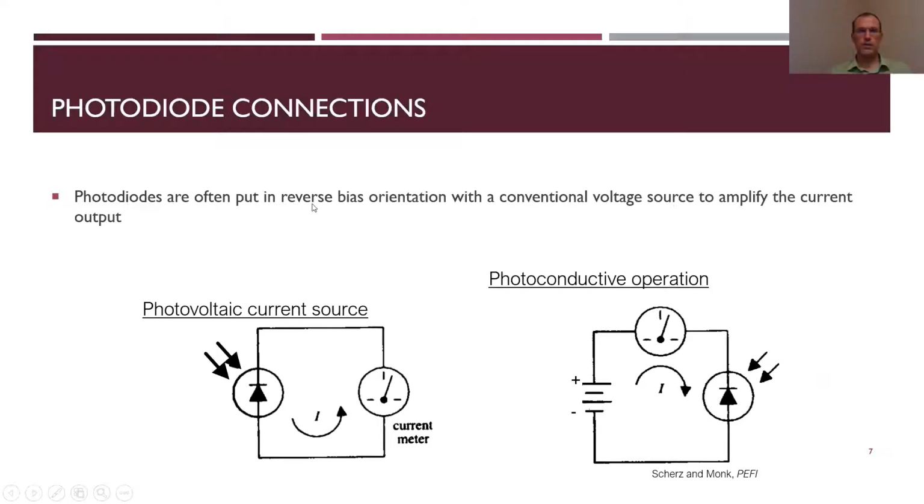And so again, we usually have these in a reverse bias orientation to let through more current, with some conventional voltage source to amplify that current output. So you generally don't have just a photodiode causing current in your circuit. You generally have a photodiode as well as some form of battery to amplify that amount of current going through there.